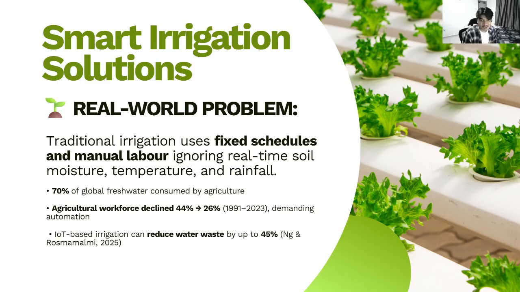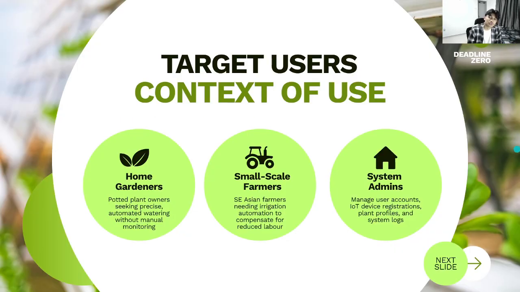And also the agricultural workforce has declined from 44% to 26% from 1991 until 2023. So it shows that we are in demand of automation because of the low number of labor workforce in the agricultural sector. And finally, it is proven that IoT-based irrigation can reduce water waste by up to 45%. So let's move on to the target users and also the context of use of our system.